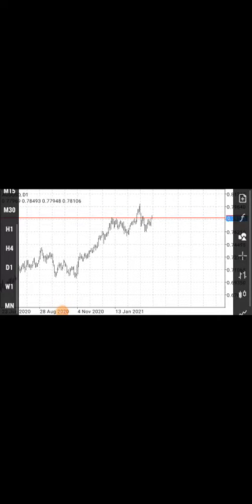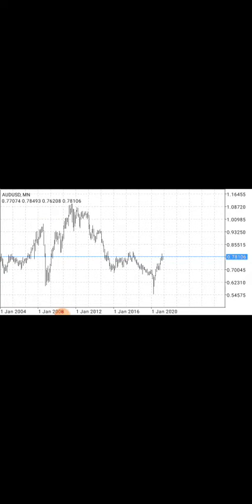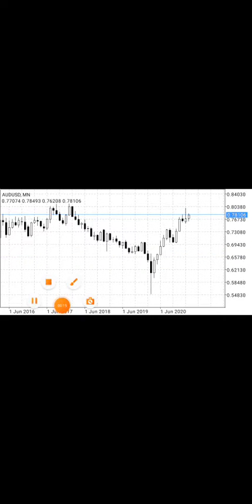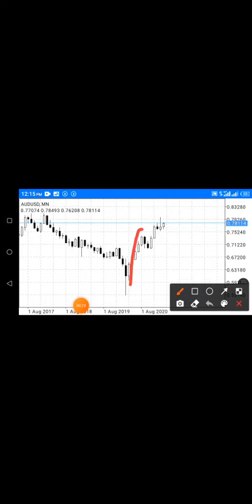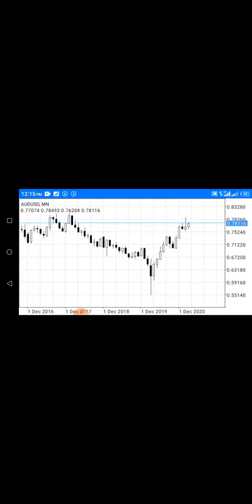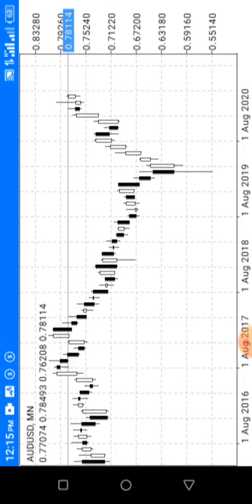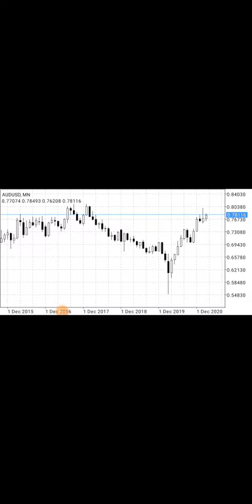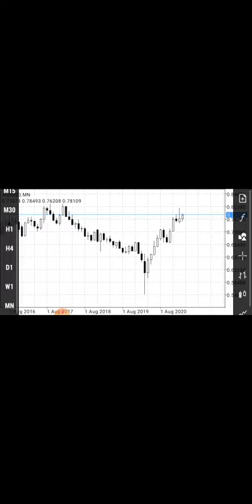We all know that AUDUSD is in an uptrend. Hope you can see that, making a series of higher highs and higher lows. So AUDUSD is in an uptrend. Right now, this is the monthly time frame, so I want to move lower so we can see the big picture, what is happening.